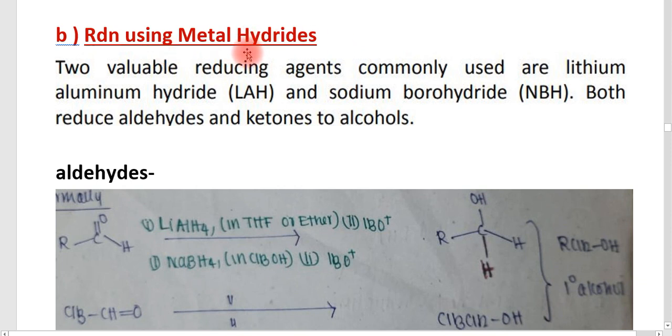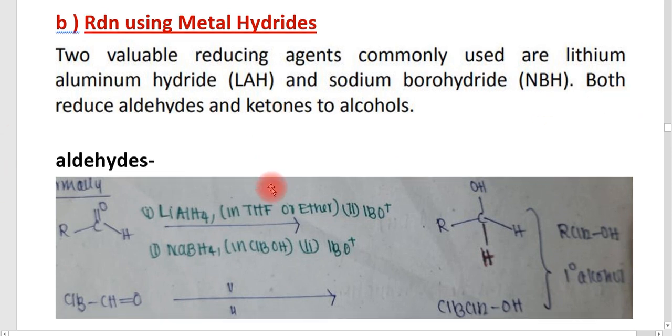the reduction process. Out of that, the two valuable reducing agents commonly used are lithium aluminum hydride or LAH, or LiAlH4, and sodium borohydride, that is NaBH4. Both reduce the aldehydes and ketones to alcohols.